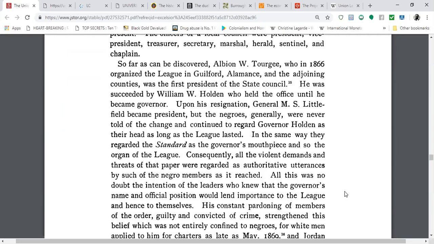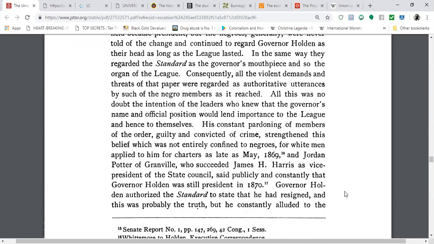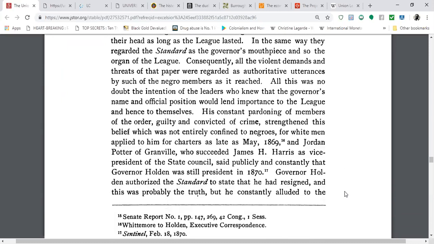Consequently, all violent demands and threats of that paper were regarded as authoritative utterances by such of the Negro members as it reached. All of this was no doubt the intention of the leaders, who knew that the governor's name and official position would lend authority to the League and hence to himself. His constant pardoning of members of the order, guilty and convicted of crime, strengthened the belief that he not only controlled it, and white men applied to him for pardons as late as May 1869. Jordan Potter of Granville, who succeeded James H. Harris as vice president of the state council, said publicly and constantly that Governor Holden was still president in 1870.